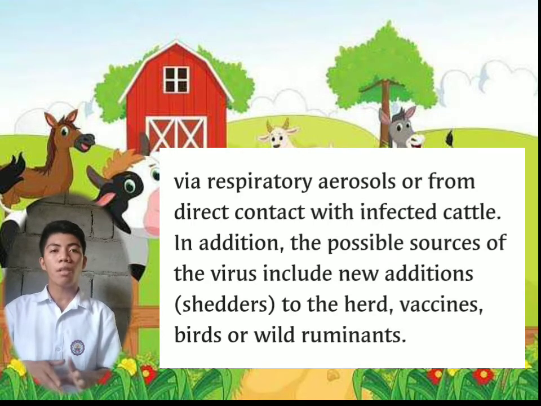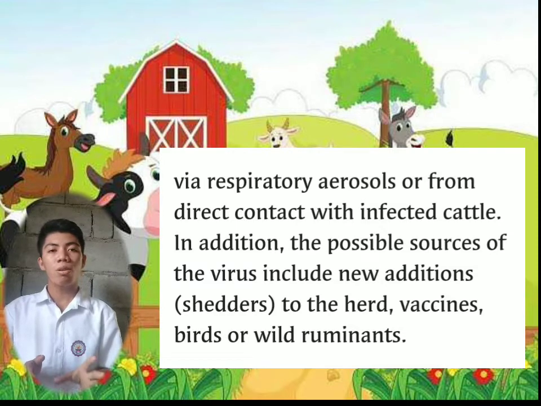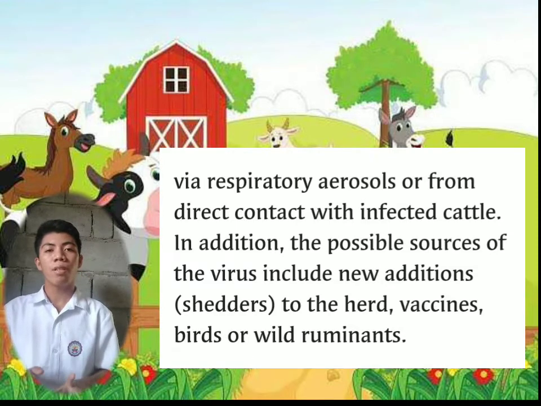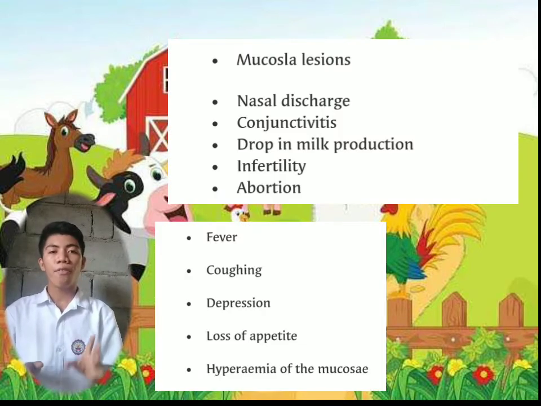In addition, the possible sources of the virus include new additions or sharers to the herd, vaccines, birds, or wild remnants. So the symptoms of this are fever, coughing, depression, loss of appetite, hyperemia of the mucosal lesions, nasal discharge, conjunctivitis, drop of milk production, infertility, and abortion.